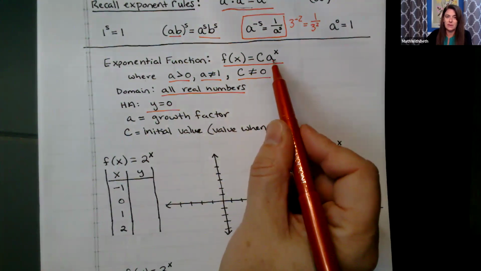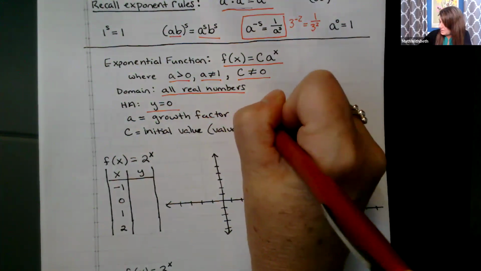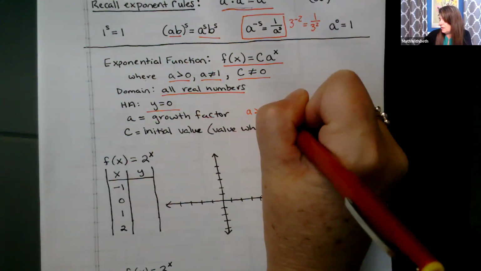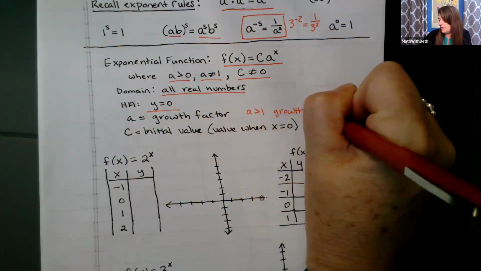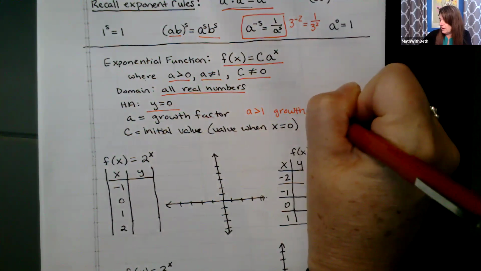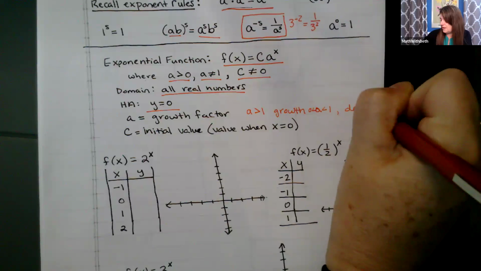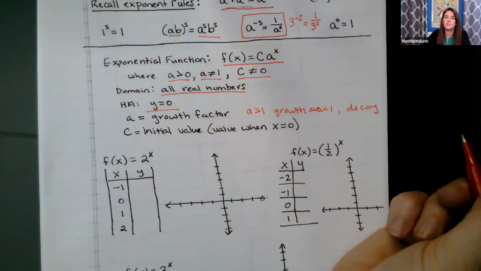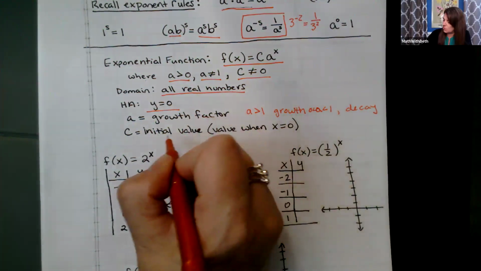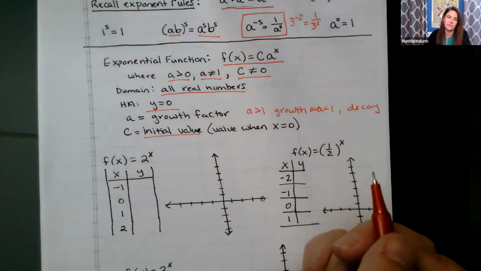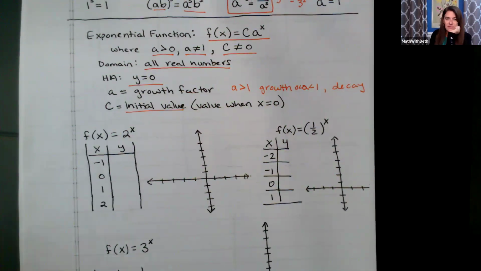So a, the base number, we're going to call the growth factor. You're going to find out that if a is greater than 1, it will mean there is a growth. And if a is between 0 and 1, it will mean there is a decay. So we'll see that in a minute. And c, the number out front, is always going to be the initial value of the function. So that will make more sense when we start actually graphing some of these.